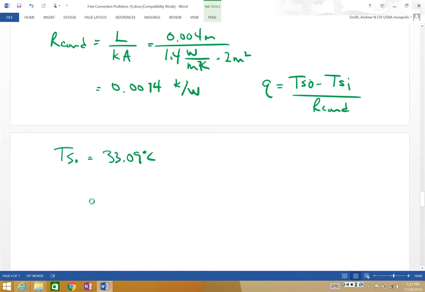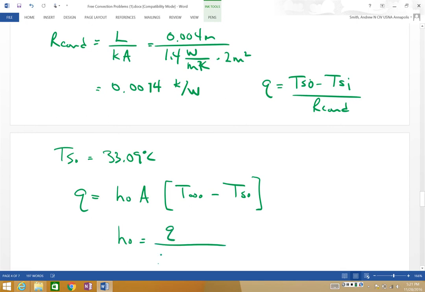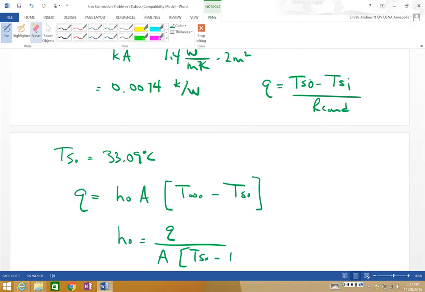And then finally I can say Q, same Q, equals H outside A times (T infinity outside minus T surface outside). Or you could do this with a resistor, it doesn't matter. So H outside equals Q over the area times (T surface outside minus T infinity outside). Fine. Let's erase.